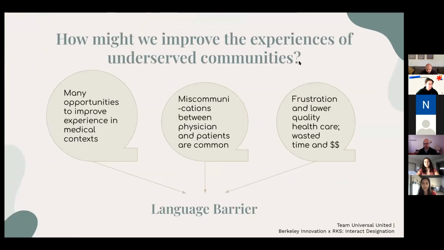I'll hand it off to Kathy. Yes, thank you, Hannah. So given the prompt of improving the underserved community experience, we set out to brainstorm what sectors the underserved communities are facing difficulties in. And healthcare came to our mind. We realized that there's a lot of missed opportunities, miscommunication, frustration and negative stigma towards the healthcare system within the underserved community. And they all seem to intersect at one major challenge, which is a language barrier.